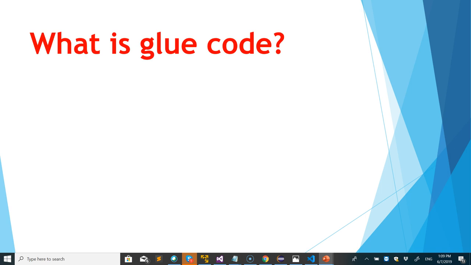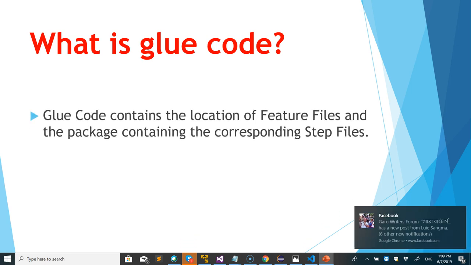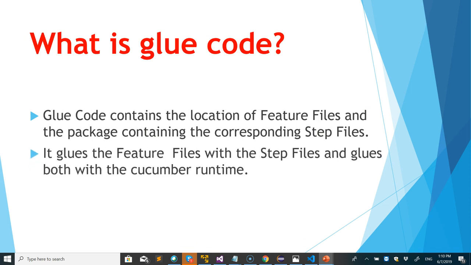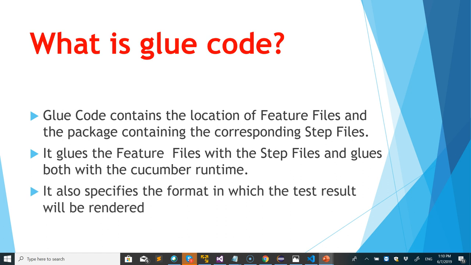Now, what is glue code? I was talking a little about glue code a few seconds before. Glue code contains the location of feature files and the package containing the corresponding step files, step definition files, and it glues the feature files with the step definitions file and glues both with the Cucumber runtime that I mentioned earlier. So it also specifies the format in which the test result will be rendered.